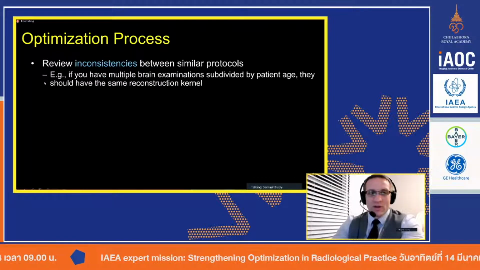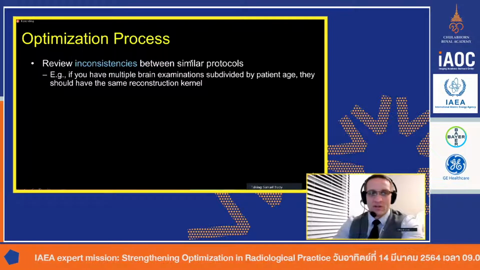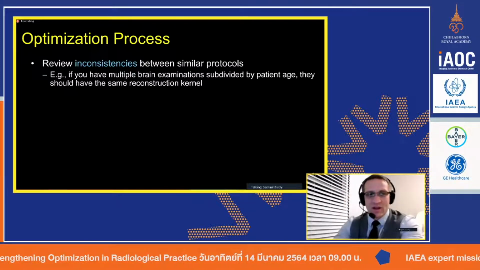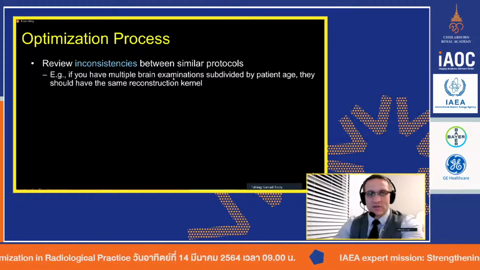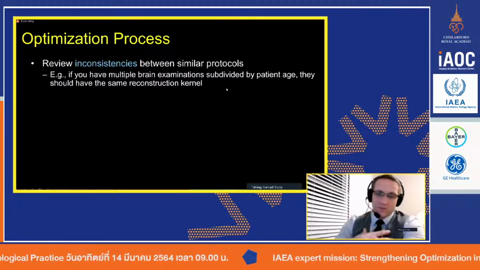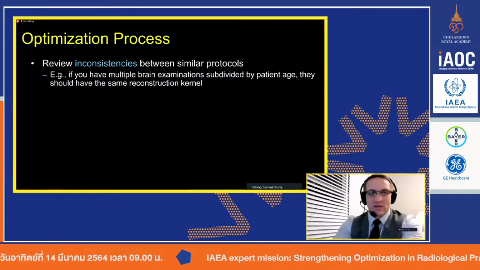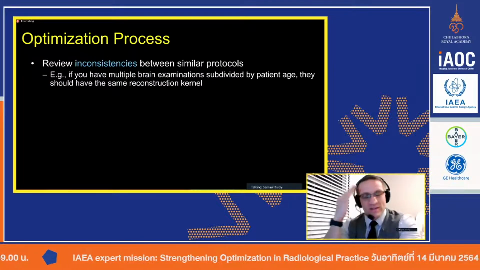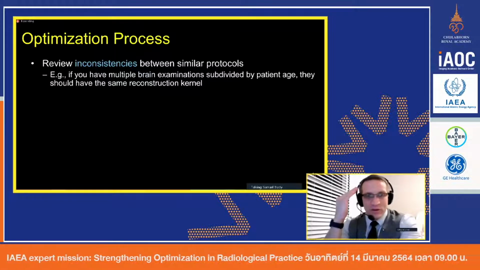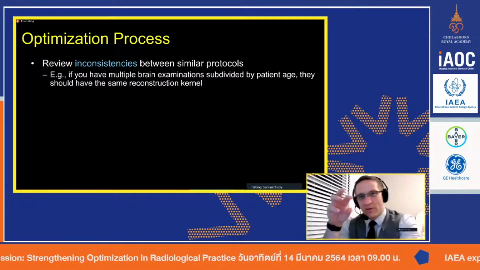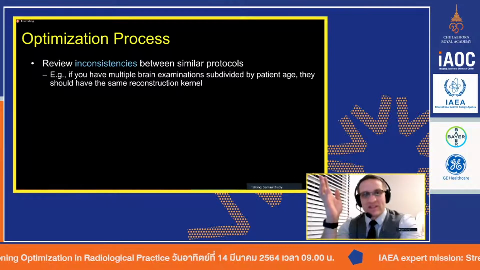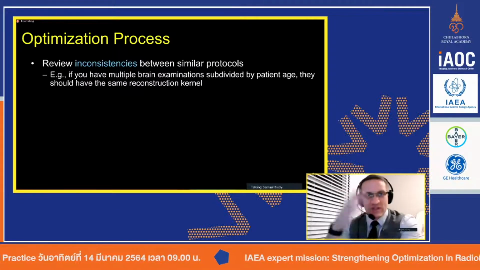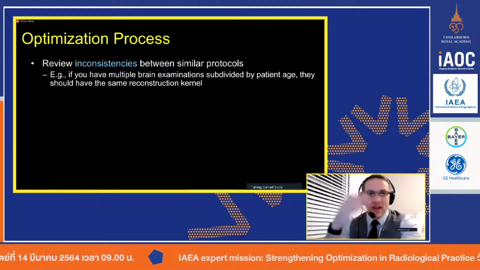All right, so continuing this idea of optimizing the protocol itself, we're still high level, we need to look at inconsistencies between similar protocols. Once again, I gave you an example as a pediatric site. We can't just have one protocol for a routine brain study. When you're imaging a neonate all the way up to, say, a 30-year-old or even a 16-year-old, there's so much growth and so much difference in the anatomy that we just can't use the exact same protocol.